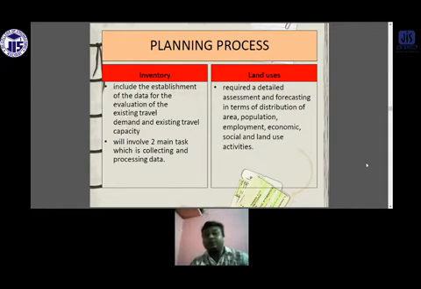Under the inventory, it involves two main tasks, which are collecting and processing of data. But if we are talking about land use, it requires a detailed assessment and forecast in terms of distribution of area, population, employment, economic, social and land activities.